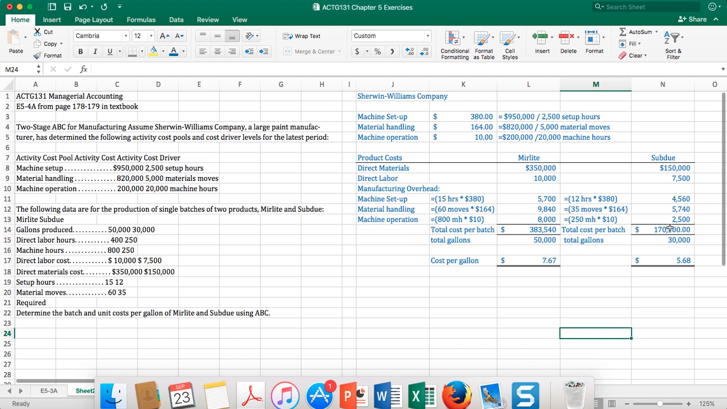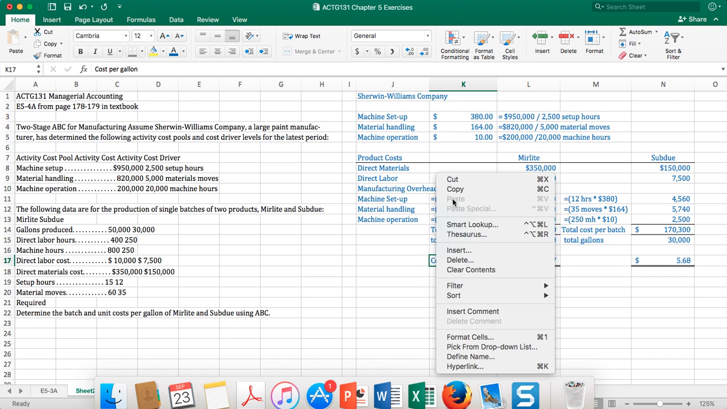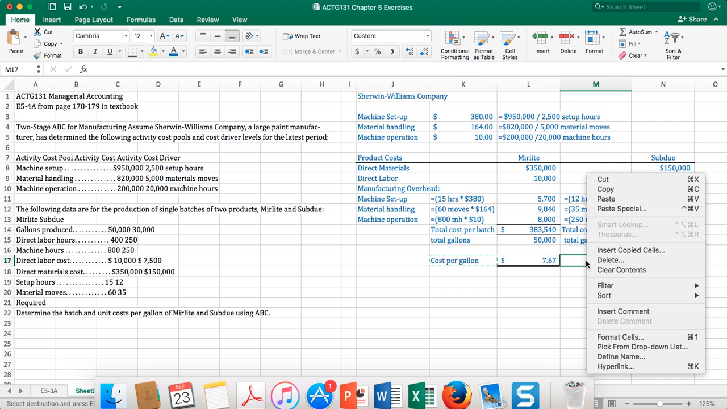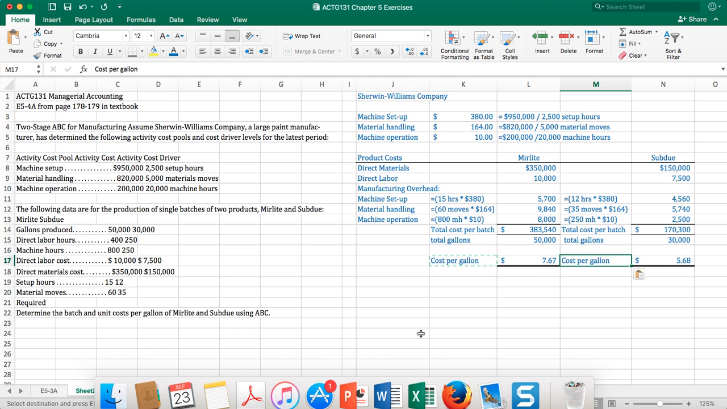So as you can see, I know you're probably watching my cursor, this is how you calculate this particular problem. Exercise 5-4A from the textbook. It's how to calculate the cost per gallon for two different products. And we've just done that. So with that, Lenore out.